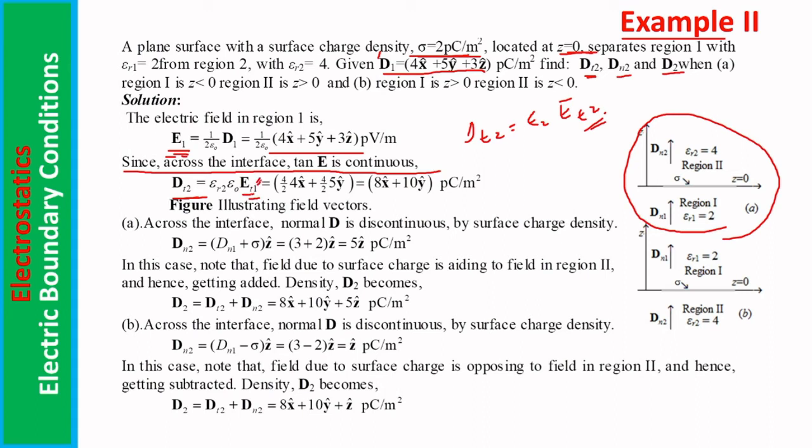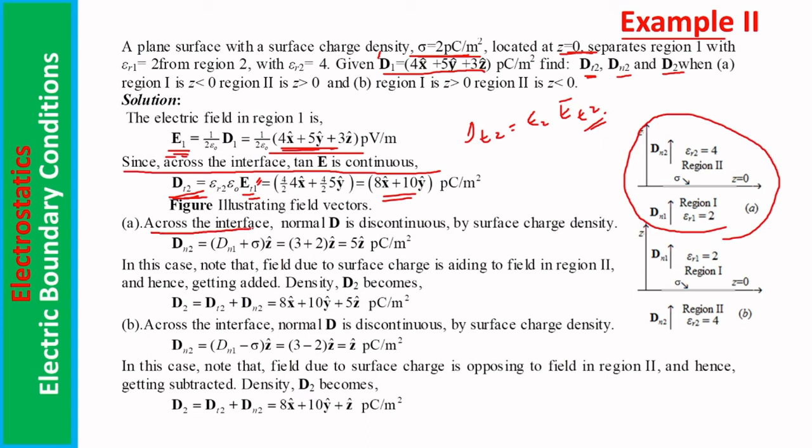ET1 is available. What are the tangential components of E1? Z equal to 0 is the interface. Therefore, XY are tangential components. Z is the normal component. These two, XY, are tangential. So he substituted. Ultimately, we got DT2. Now, let us move further.